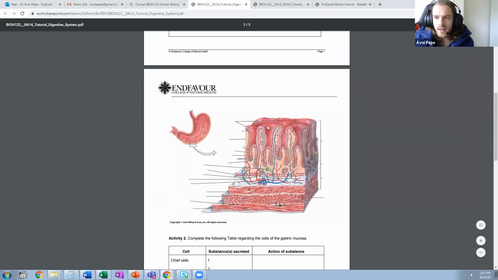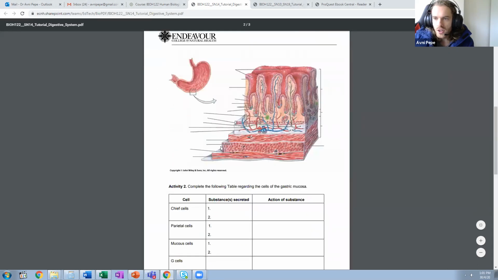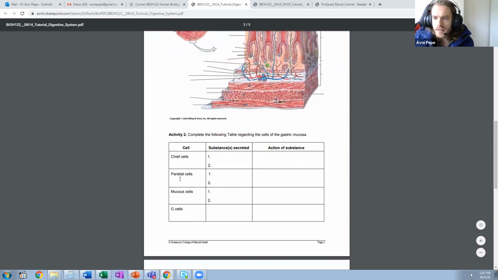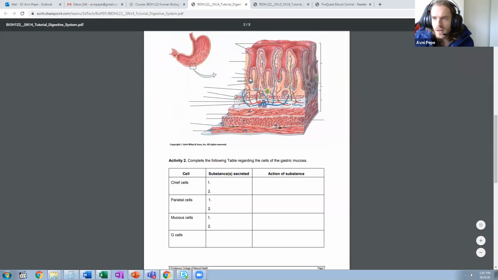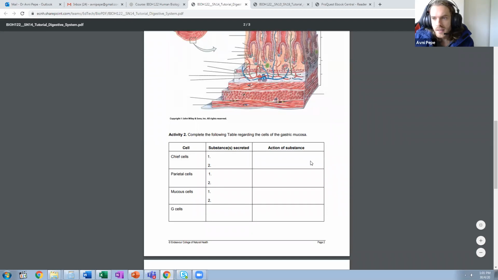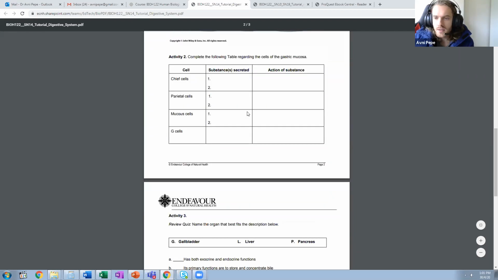We're going to have a closer look at the cells that are involved and what they do, and some of the structures and the layers of the muscle. There's actually 3 layers of the muscle in the stomach when compared with the esophagus or the small intestine or the large intestine. We're going to talk a little bit more about the cells. So these tiny little guys along here, we'll talk about what substances they secrete and the action of those substances.